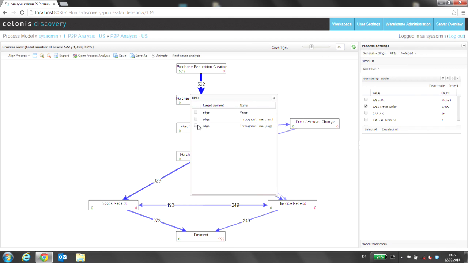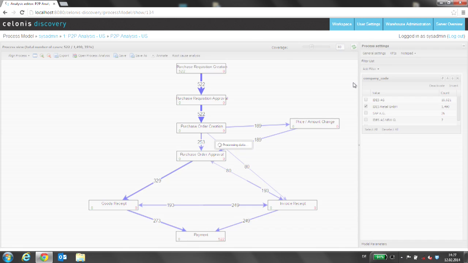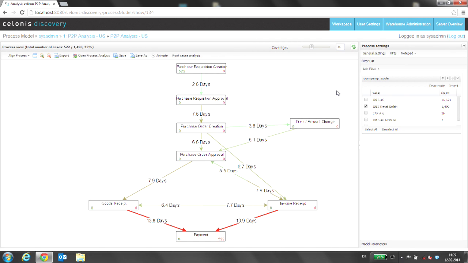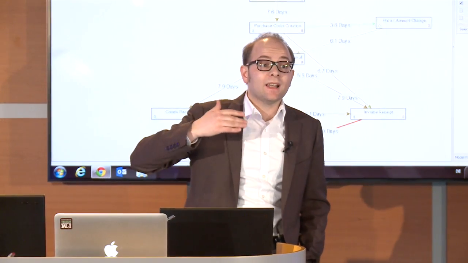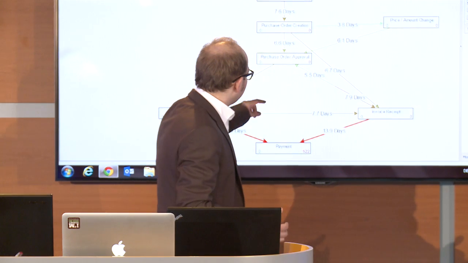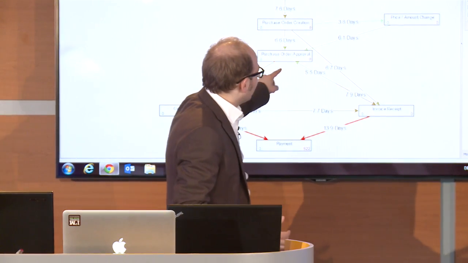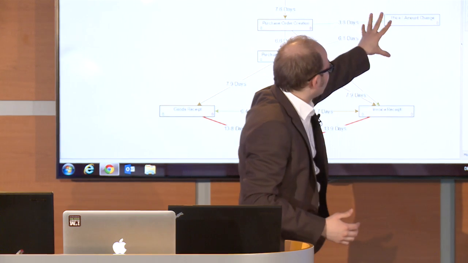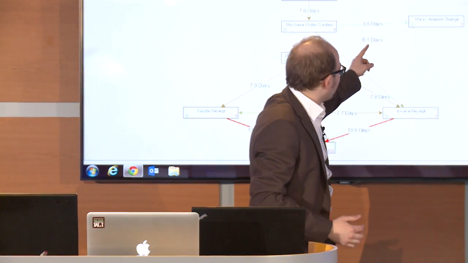Through HANA, we can really analyze a lot and find out, for example, where there are also bottlenecks in the process. I showed you that price and amount changes are an issue because they basically waste time from the people working with them, but they also waste time in delivering the purchase order. So we see here, if we go directly, we have 6.6 days, but if we go via this side step, it's 3.8 plus 6.1, so 3 days lost. And this is just a small example. With process mining, you get full transparency and can really cut down on your costs and your compliance issues.